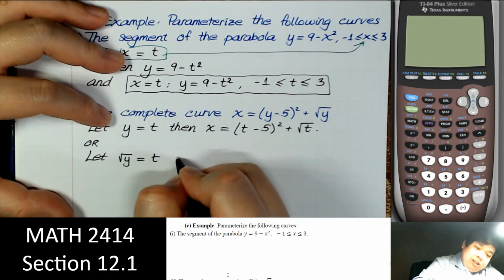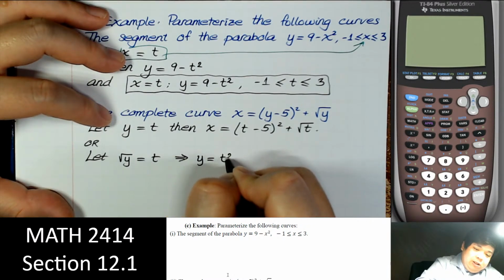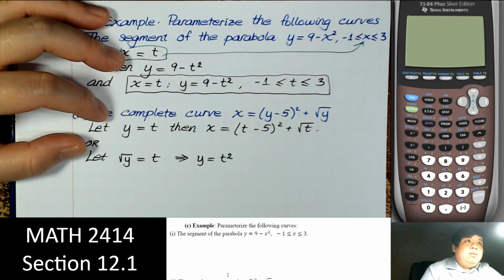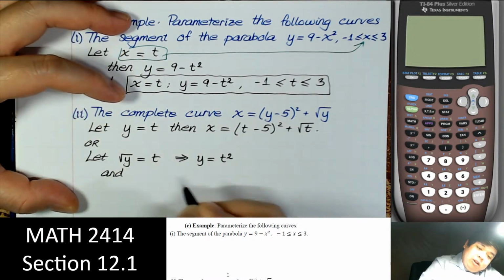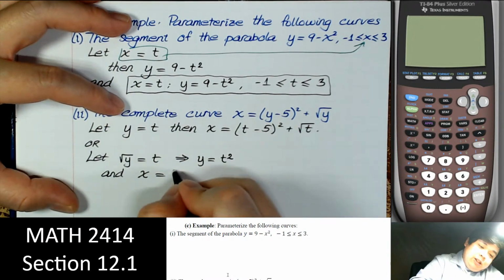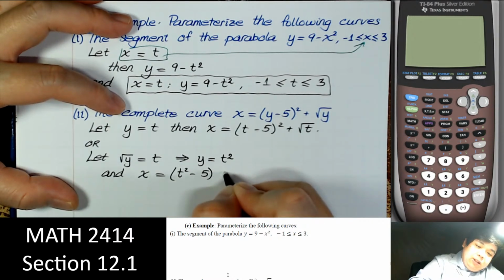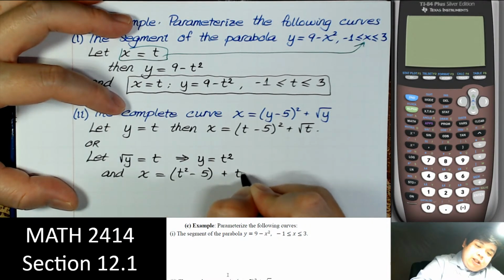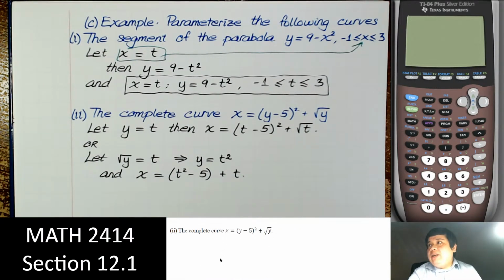Or we can let the square root of y be t. If we do that, square both sides, and because of that, x equal to t squared minus 5 plus t. That certainly works. But like I said, if we let one of them equal to t and substitute into the other, that will be easy.